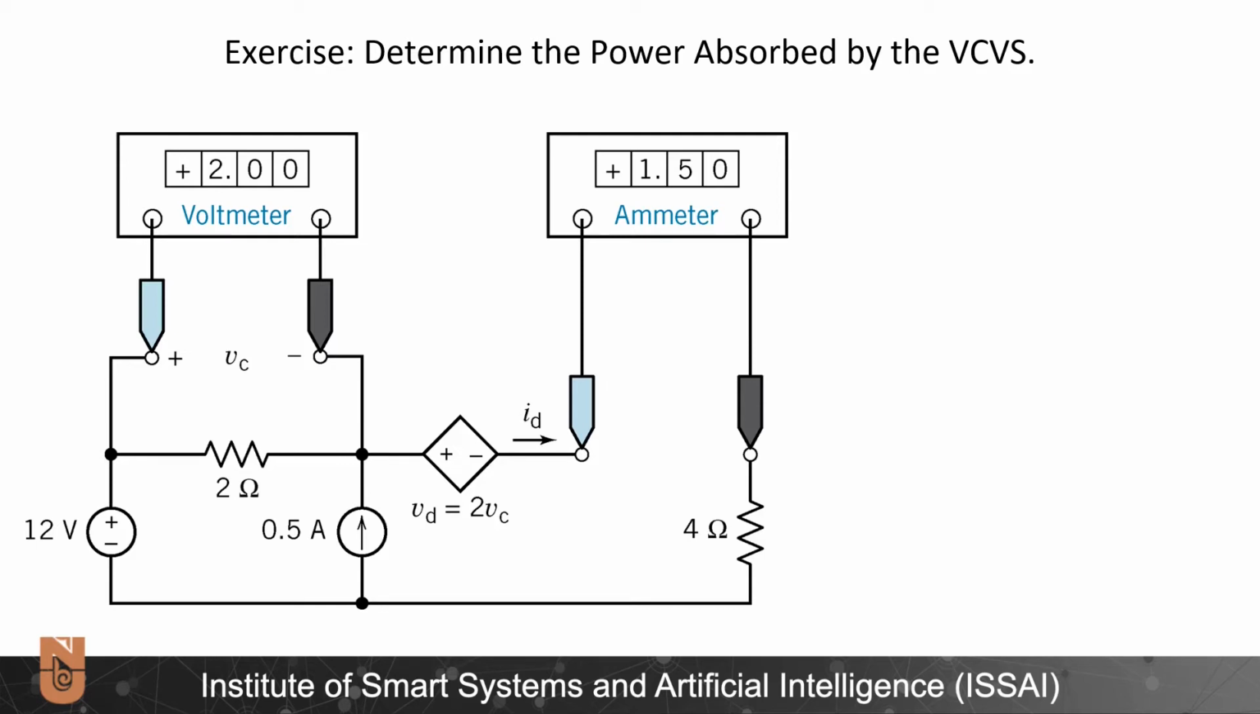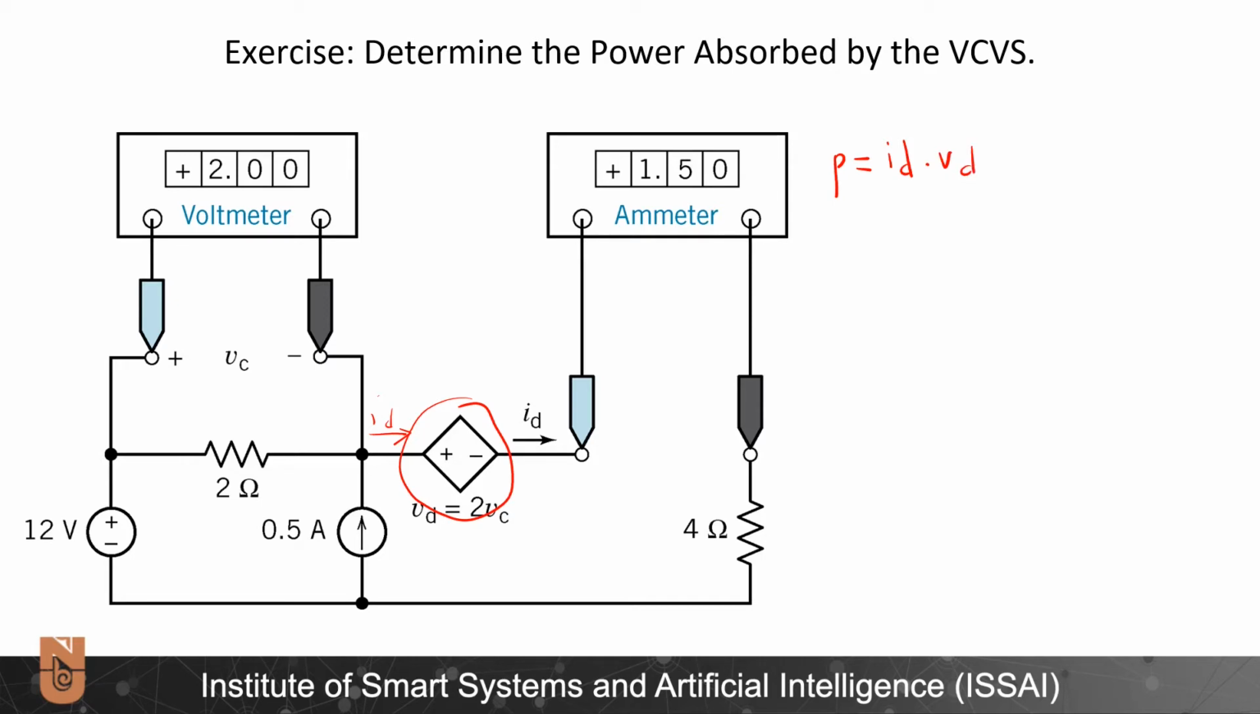Here we need to determine the power absorbed by the voltage controlled voltage source. So first we find the voltage controlled voltage source, and it is this element. And current ID is passing through this element. Since it is passing through the positive terminal, it adheres to the passivity convention, and therefore the power absorbed is equal to ID times VD. We need to find the values of ID and VD.